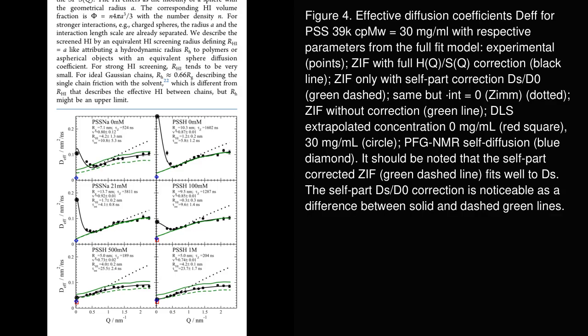At higher Q, deviations from ZIM scaling appear due to internal friction, which slows local chain modes, lowering DF compared to pure ZIM predictions. The self-part corrected model aligns well with PFG NMR measured DS, underscoring the importance of including hydrodynamic self-interactions and internal friction.